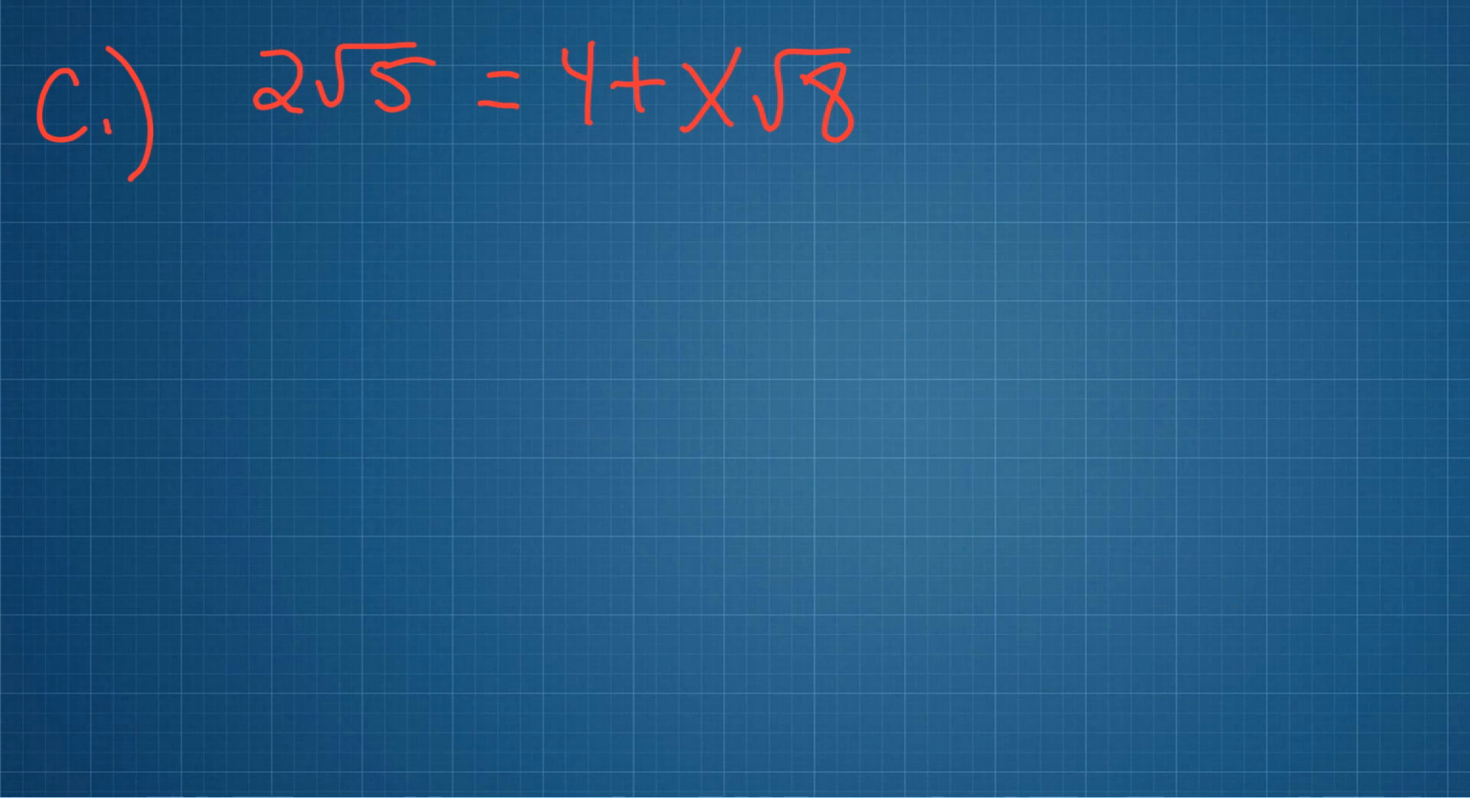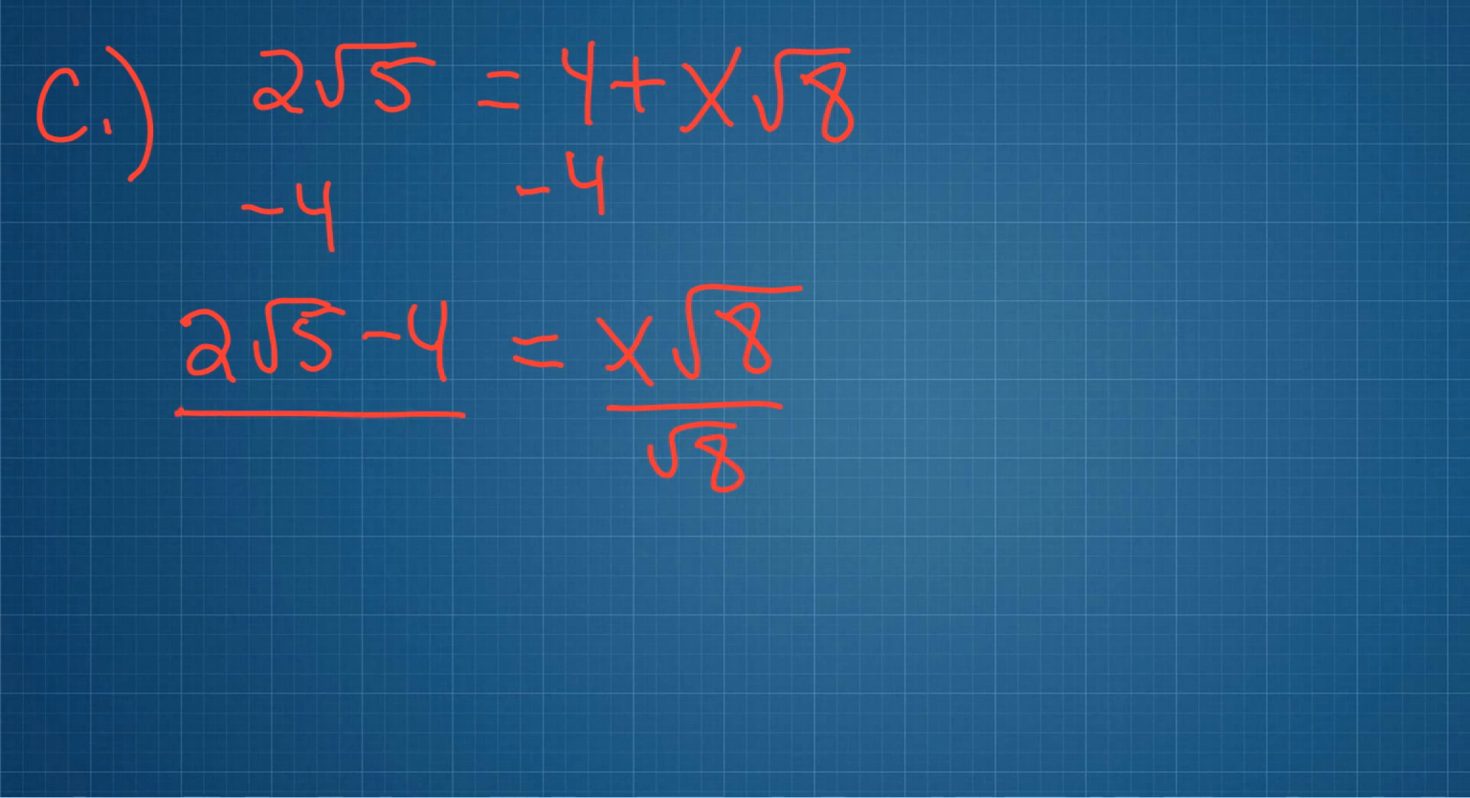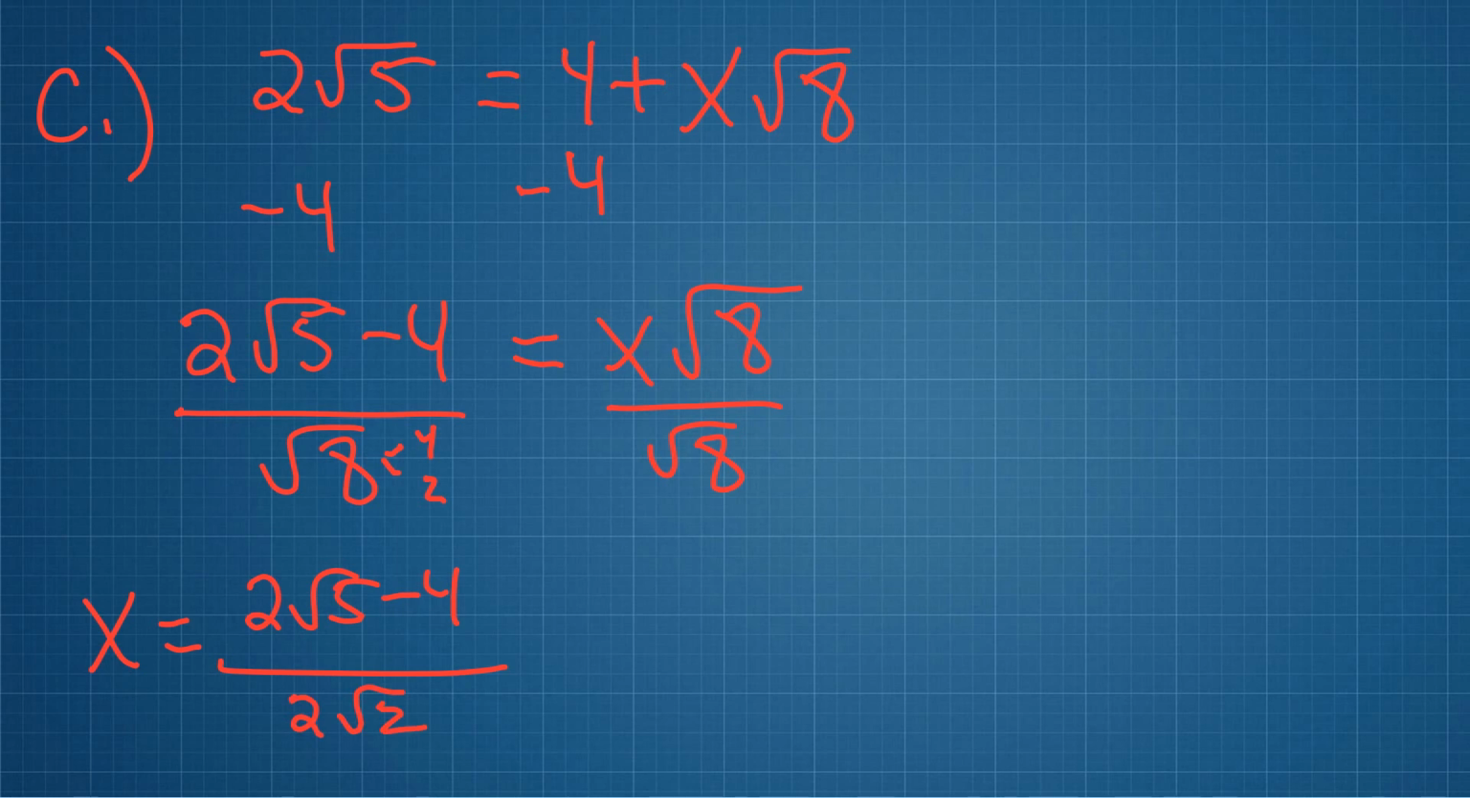All right, in C, once again, I've got to get x by itself, so I minus 4 from both sides. So I get 2 radical 5 minus 4 equals x over radical 8. Now I have to divide everything by radical 8. That's to make x all by itself. So I get x equals 2 radical 5 minus 4 all over radical 8. Now radical 8, if you didn't know, is radical 4 times 2, so it's 2 radical 2.